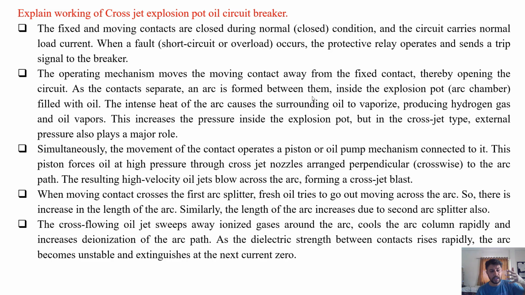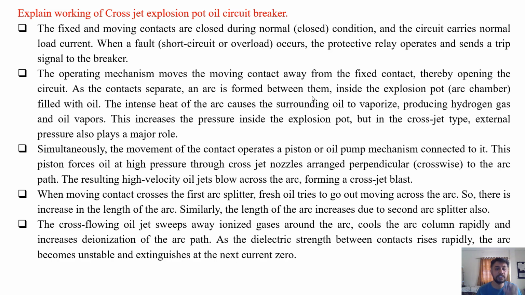These nozzles are perpendicular to the arc path. This arc path is like this. The moving contact separates from the fixed contact, so the arc is struck between them. So the arc path is like this, and the cross jets from the nozzle, fresh oil, flow like this, which is exactly perpendicular to it, that is crosswise to the arc path. This results in high velocity oil jets blowing across the arc, forming a cross jet blast.